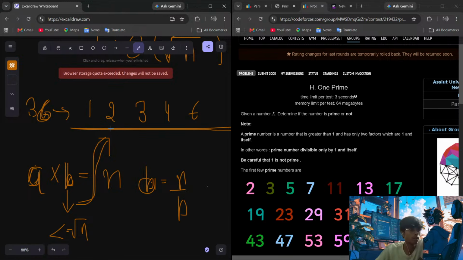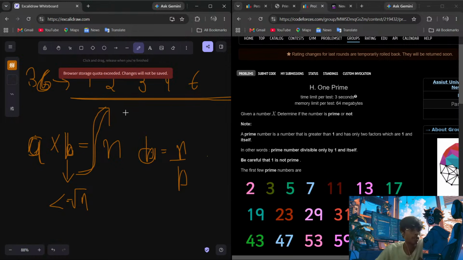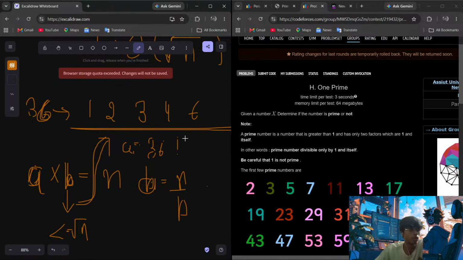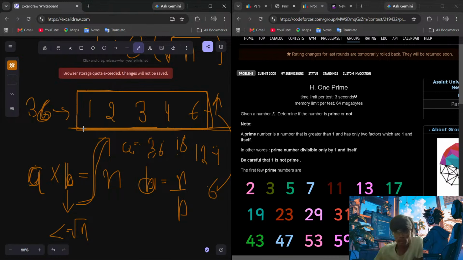I already know what B is. So B is 1, so A will be 36 by 1, so another factor will be 36. 36 by 2 is 18. 36 by 3 is 12. 36 by 4 is 9. And 36 by 6 is equal to 6. So we get this two times, so we can remove it one time. So by knowing the factors till under root n, we can generate all the factors of that particular number.